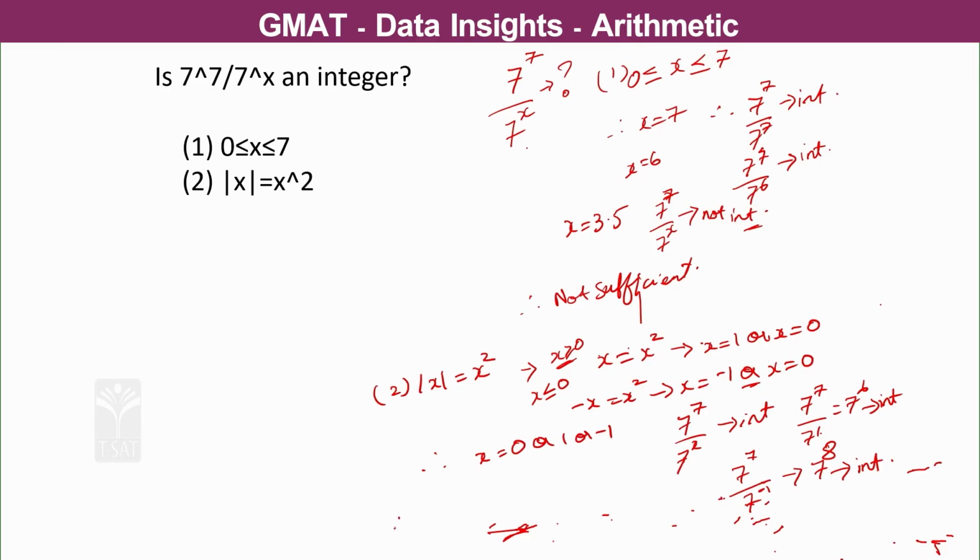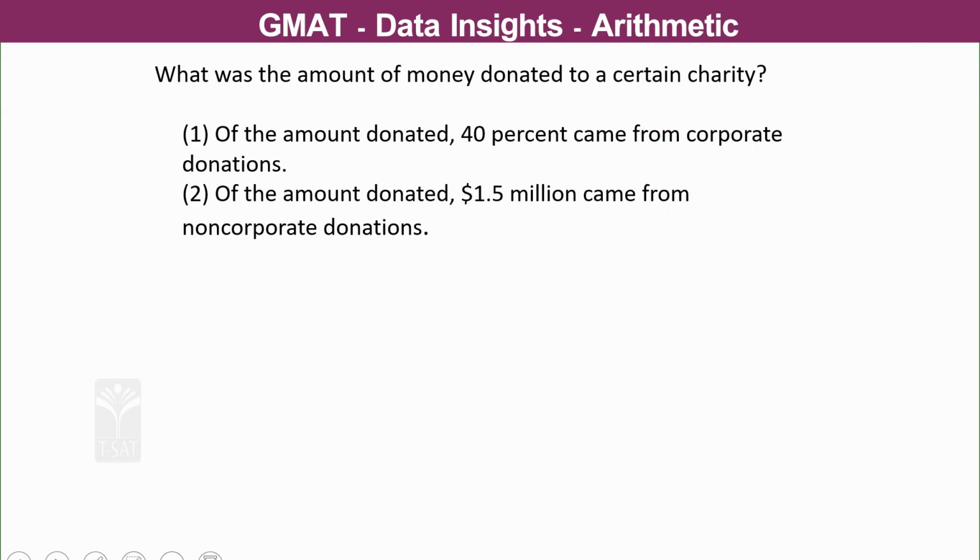So, the information given in statement 2 is sufficient to answer the question. Your answer comes out to be answer option B. Statement 2 alone is sufficient to answer the question, but statement 1 alone is not sufficient. Let us look at the next question now.